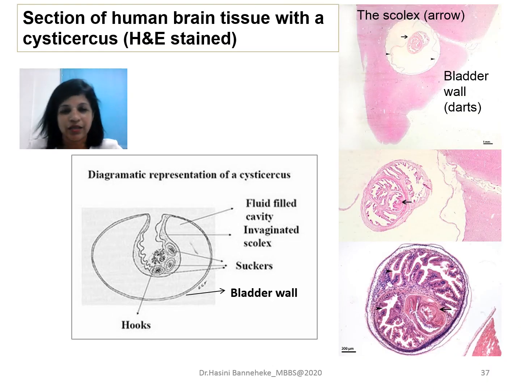So this is a human brain tissue section showing cysticercosis. In the first one, you can see the scolex shown with an arrow, and this is the bladder wall shown here using the dots, and I have given you the same thing in increasing magnifications to see the appearance clearly.